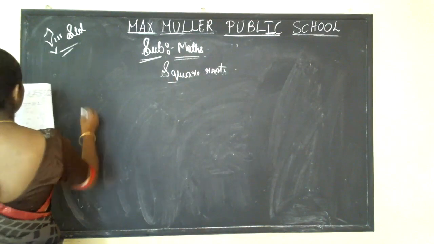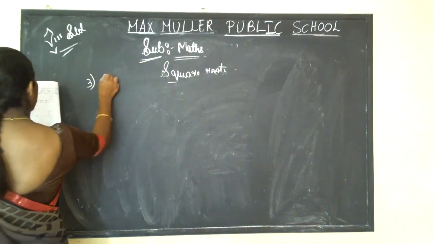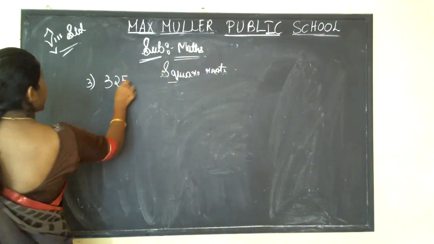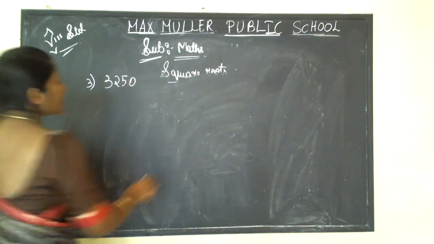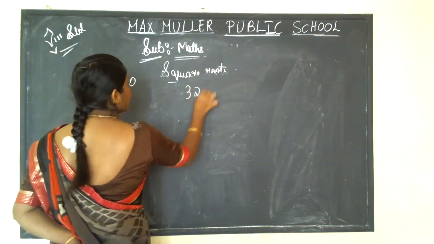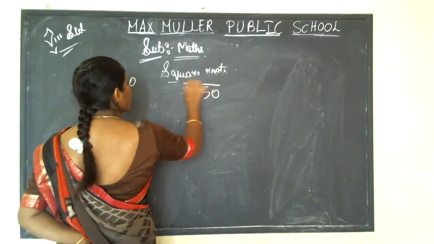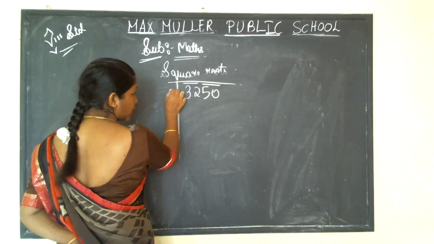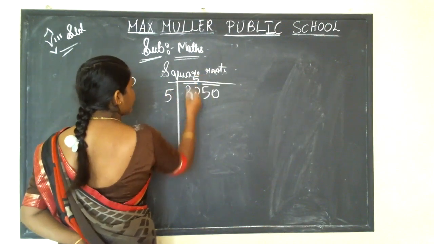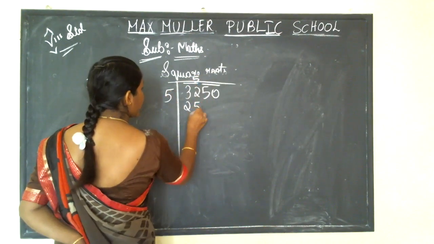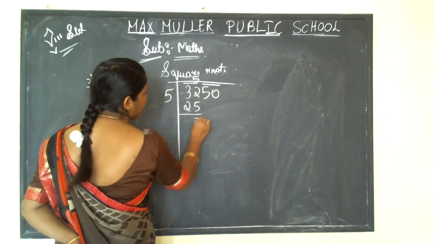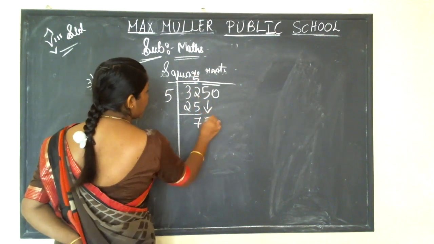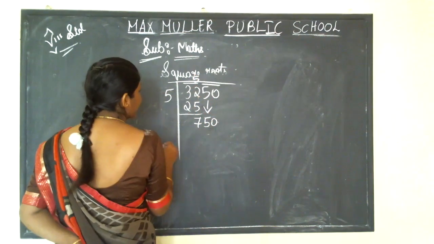Coming to the third problem, 3250. Here the last number is what? 3250. First group the numbers. Next, 6 6s are 36. No, you cannot do. So you have to go with 5. 5 5s are 25. 32 minus 25 is 7. Bring down 2 numbers. The number will be 750.